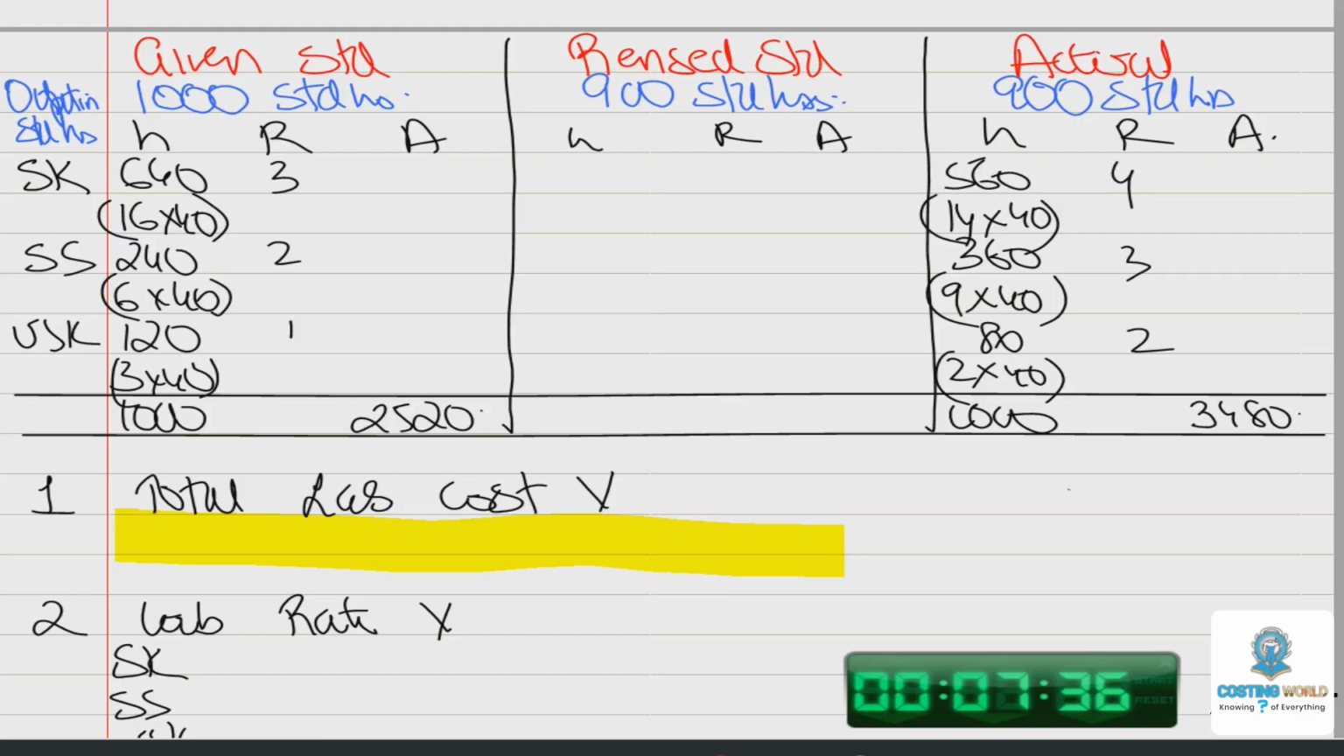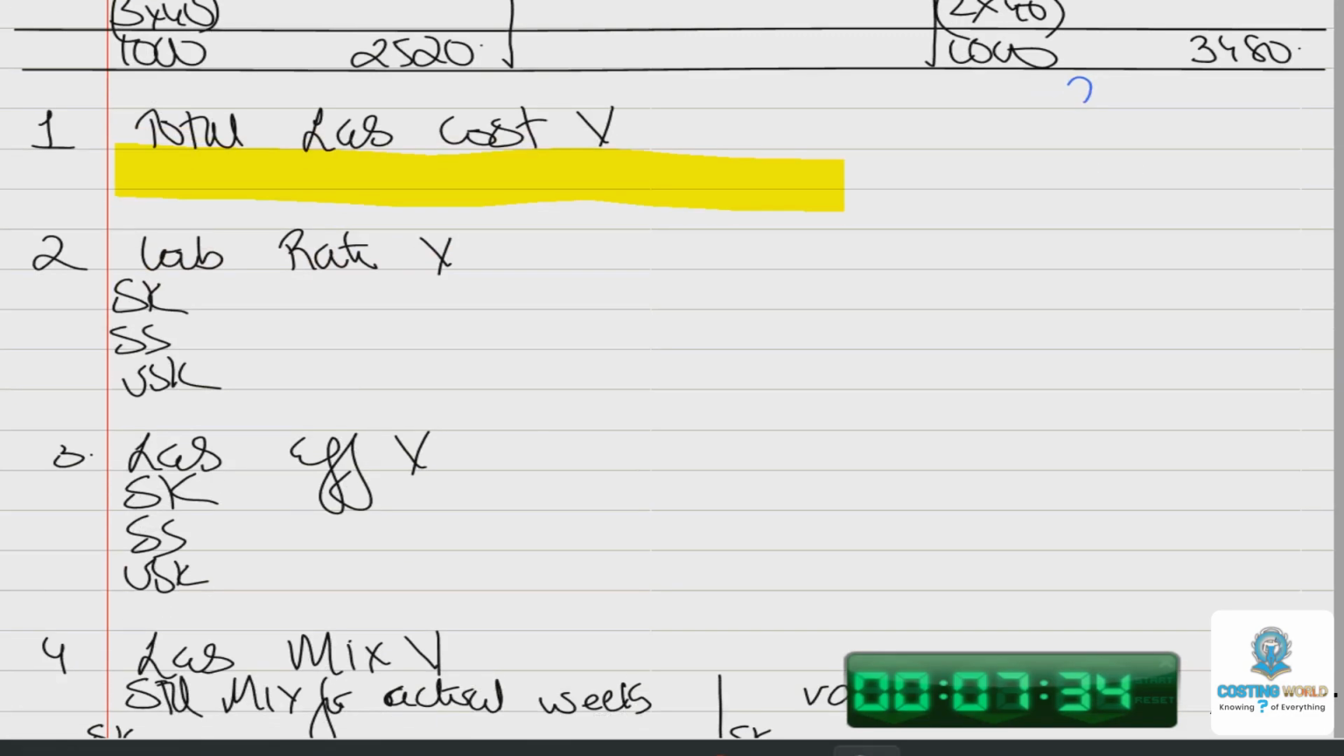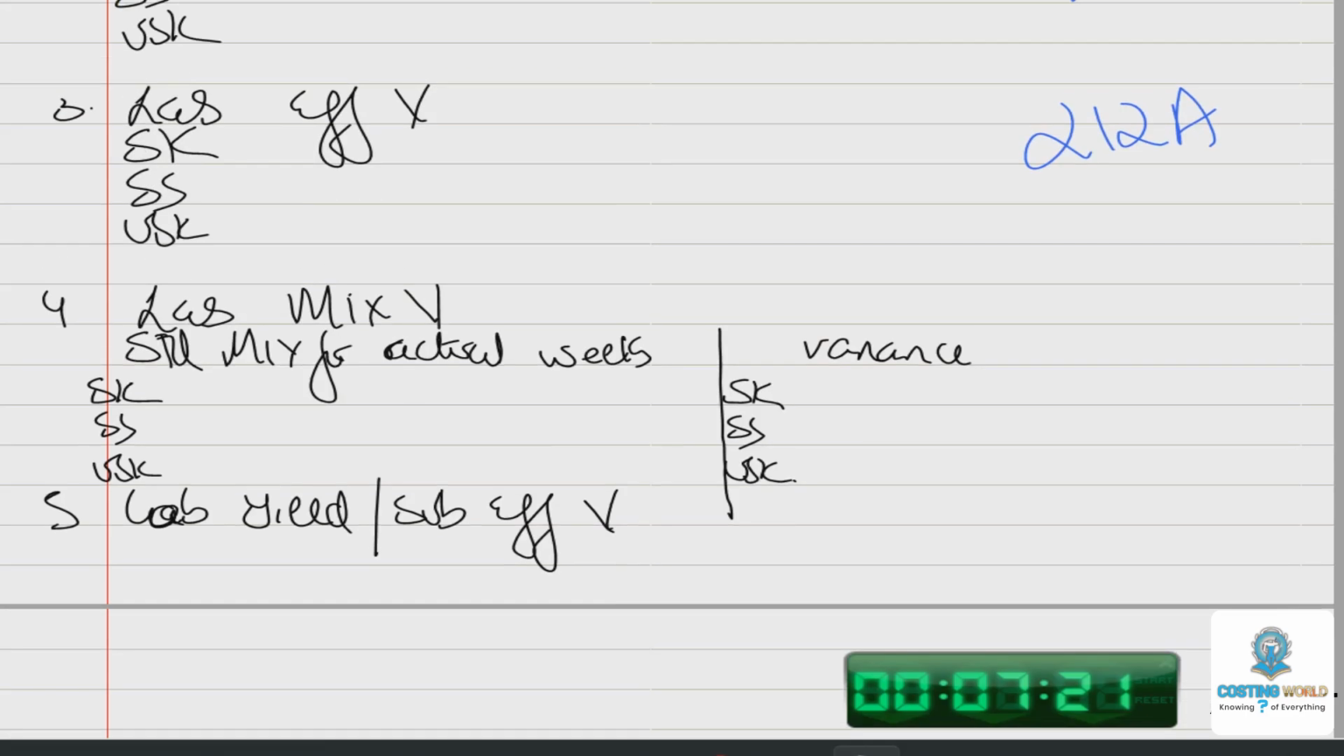Your 5 variances are 1 to 1 to adverse. I hope you all have finished with this part. This is 1000 adverse. Then this is 212 adverse. It is 40 favorable. 252 adverse. Correct?